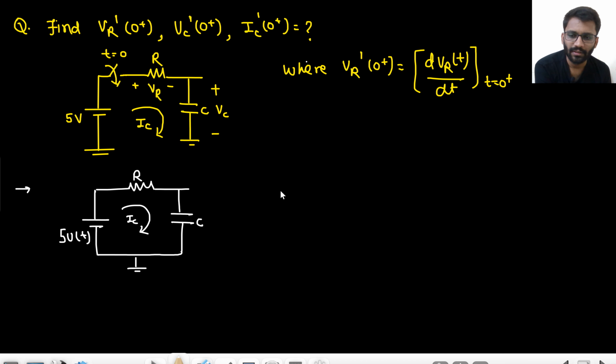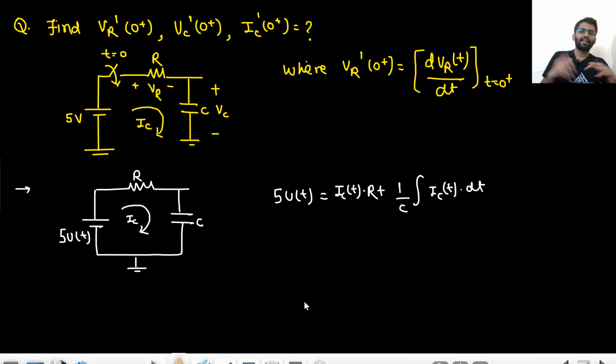So now I can write the equation. 5u(t) is equal to IR plus 1/C integration of IC dt. It would be better if I write IC(t) in the integral, and here as well. So 5u(t) equals IC(t) into R plus 1/C integration of IC(t) dt. Now what is my target? My target is to find the differentiation of the current.